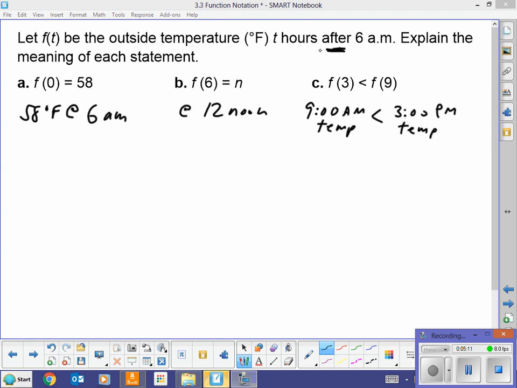Okay, so this is hours after 6 a.m. All right, so that was pretty straightforward. Once you get this idea in your head that these numbers don't really mean what they look like they mean, they're hours after a given time.